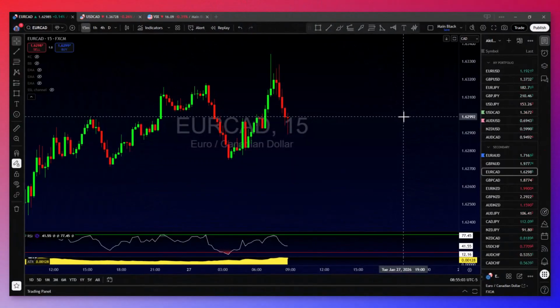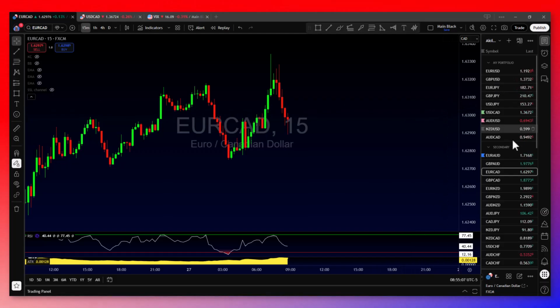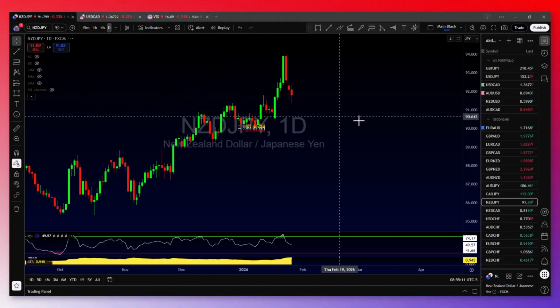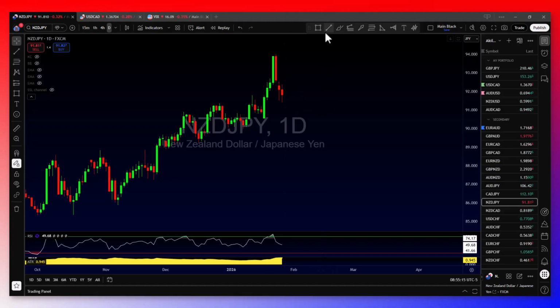I am following the New Zealand yen. It is at a structure level on the daily. It had a rejection on the 4-hour and a double bottom on the hourly. There is RSI divergence.